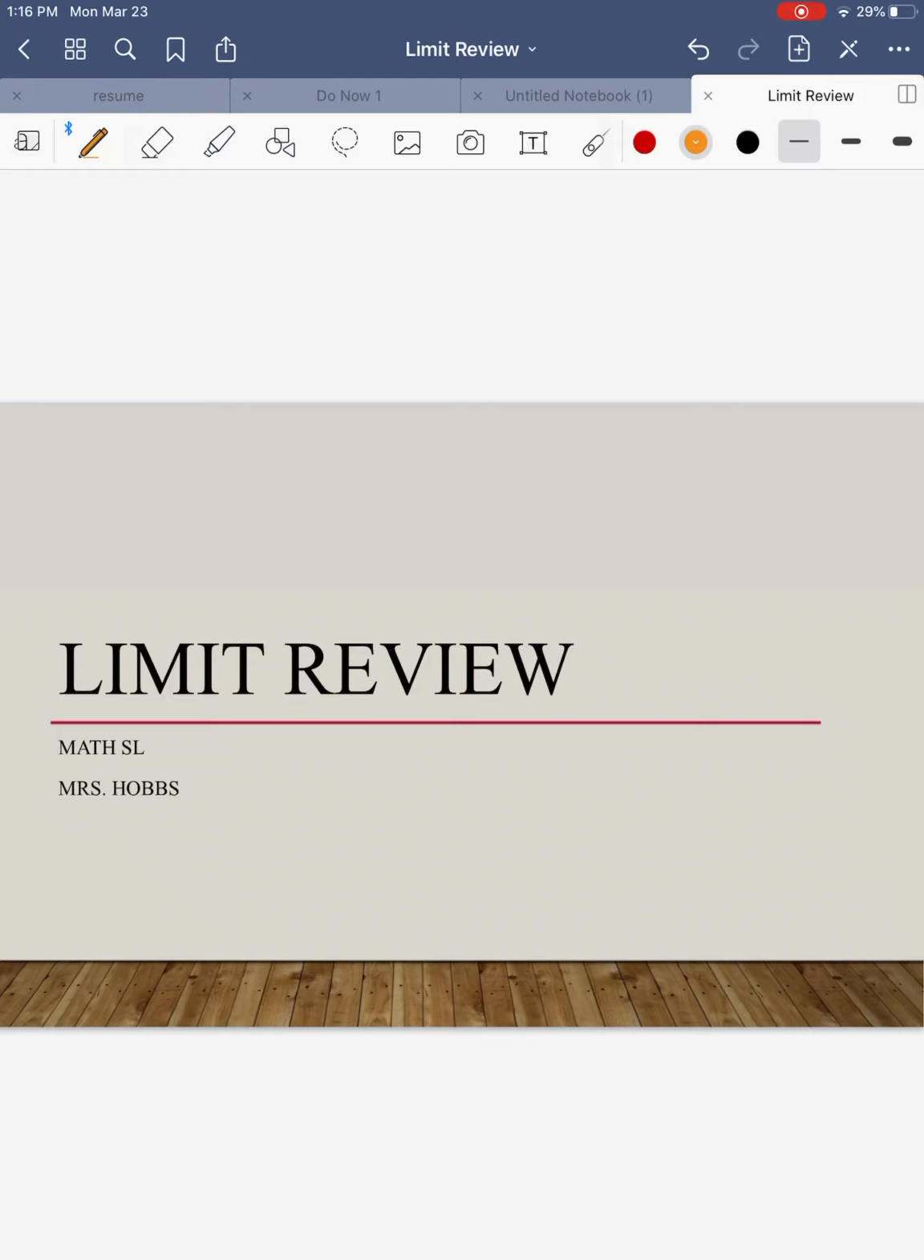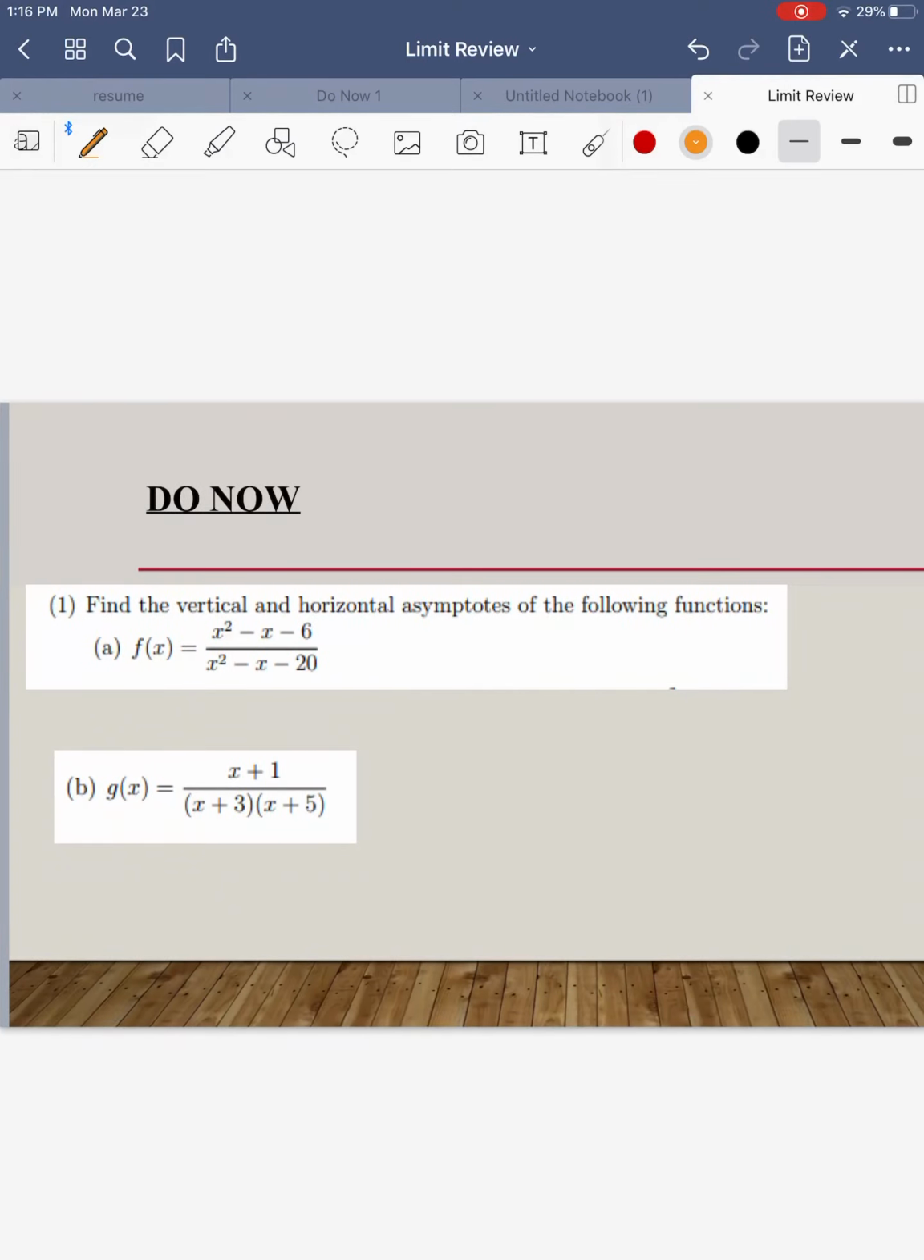We talked about limits throughout the class, and we covered limits before we left with the definition of derivative, and I just wanted to review you over that. Go ahead and take 5 minutes to work on your do now. It says find the vertical and horizontal asymptotes of the following functions. Go ahead and pause the video and take 5 minutes to work on that.